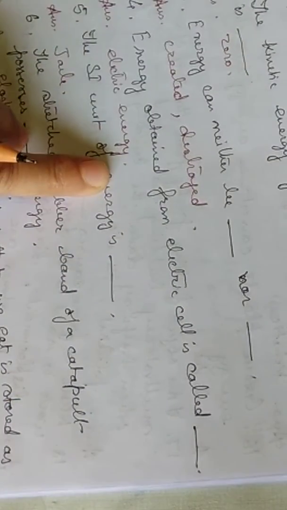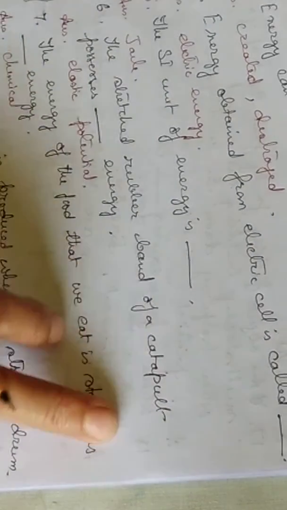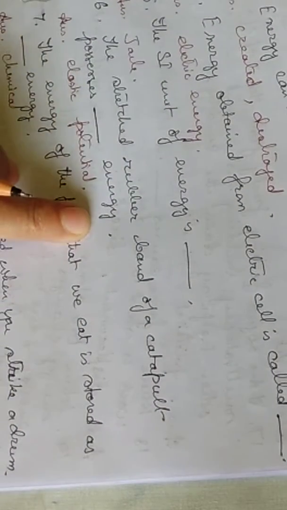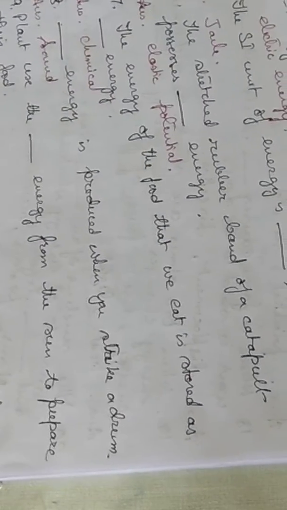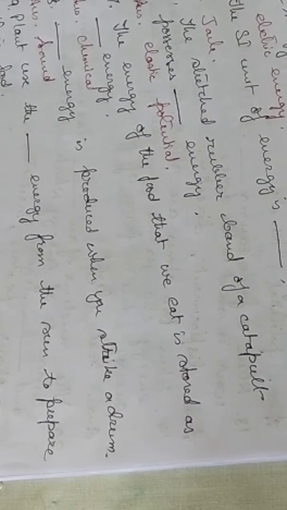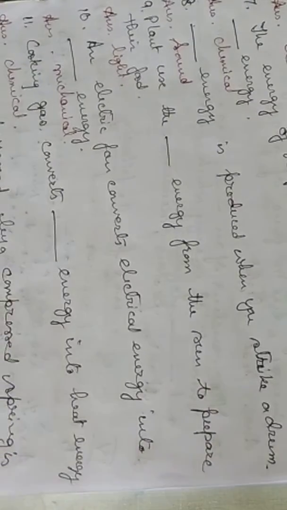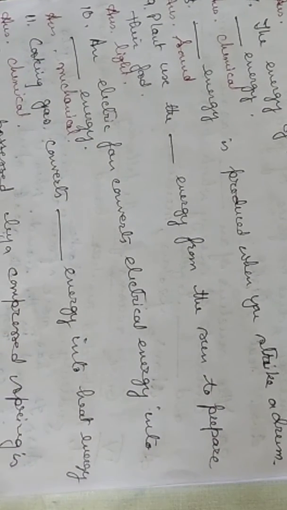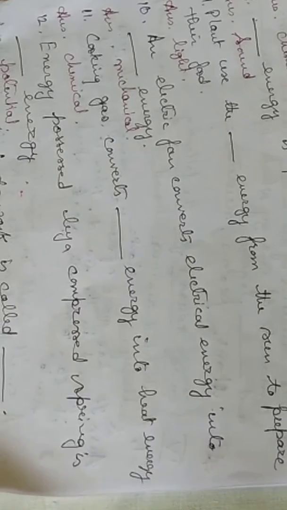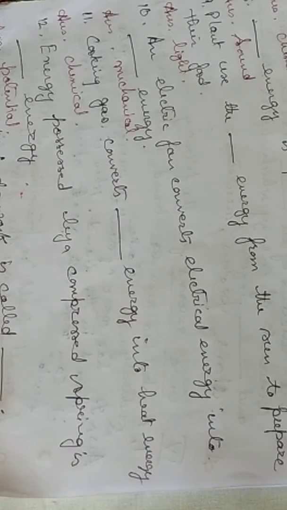Energy obtained from an electric cell is called electrical energy. The SI unit of energy is joule. The stretched rubber band of a catapult possesses elastic potential energy. The energy of the food that we eat is stored as chemical energy. Sound energy is produced when we strike a drum. Plants use light energy from the sun to prepare their food. An electric fan converts electrical energy into mechanical energy. Cooking gas converts chemical energy into heat energy.